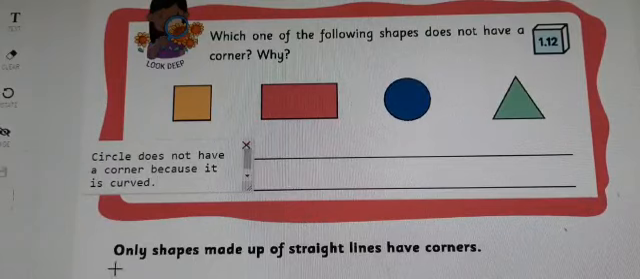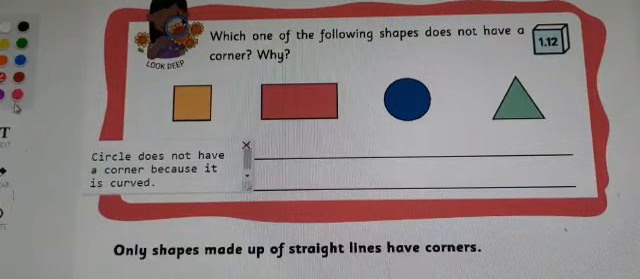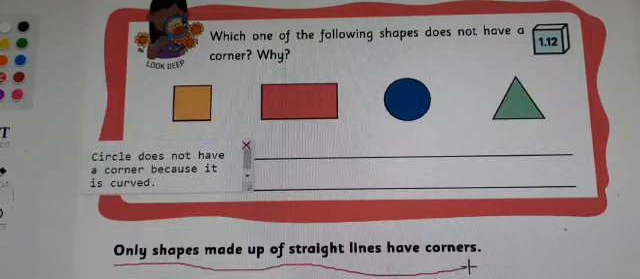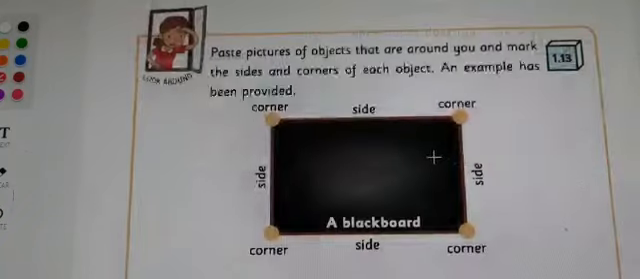Now at last they gave one concept here. Only shapes made up of straight lines have corners. Yes, no children? When lines are straight alone, corners can be formed. When it is curved, corners cannot be formed. Okay, we'll move to the next page.